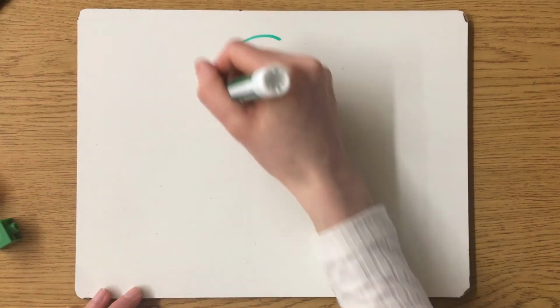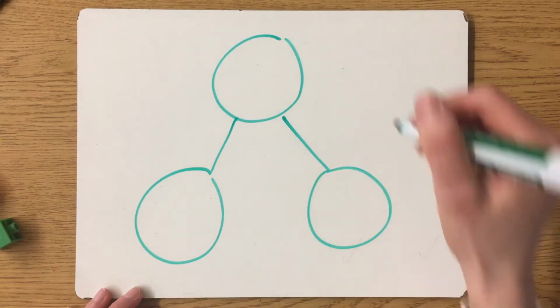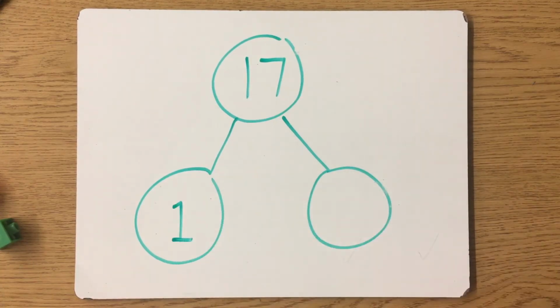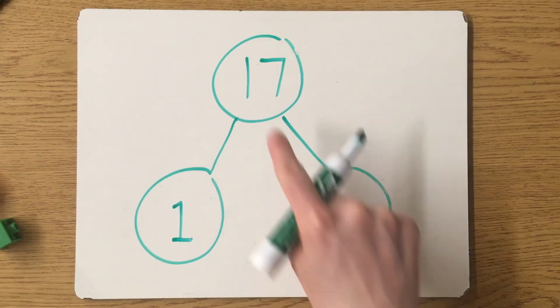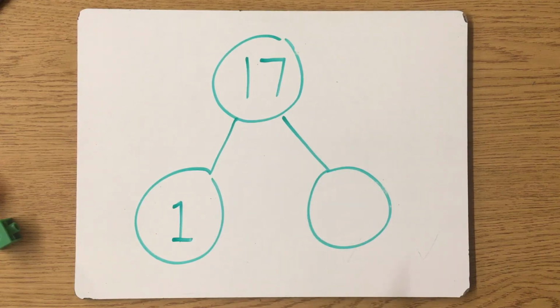See if you can write the fact family, the equations connected with this number bond. You'll need to figure out the missing part. I've told you the whole group. I've told you one of the parts. Can you figure out the missing part? Can you write the fact family equations? Pause the video. Try it.